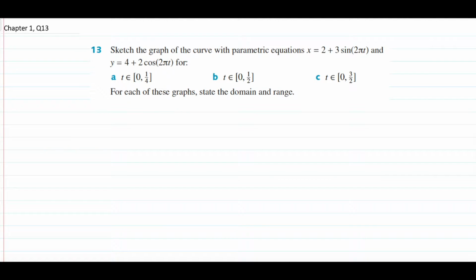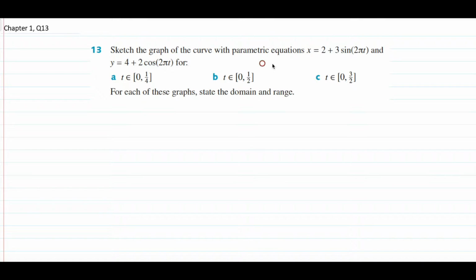Today we are doing a tutorial question which is from chapter 1, question 13 of your special textbook. If you haven't watched my topic video for parametric equations, make sure you check that out first before coming over here, because then you'll just be super confused with this. Right, let's get into it.